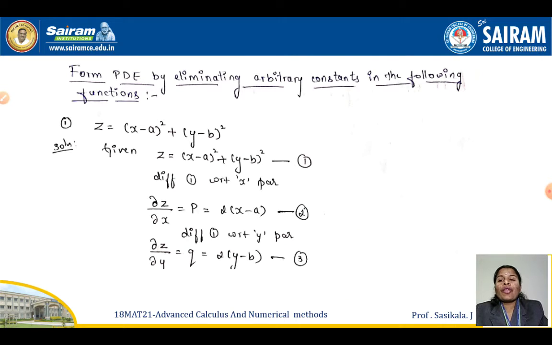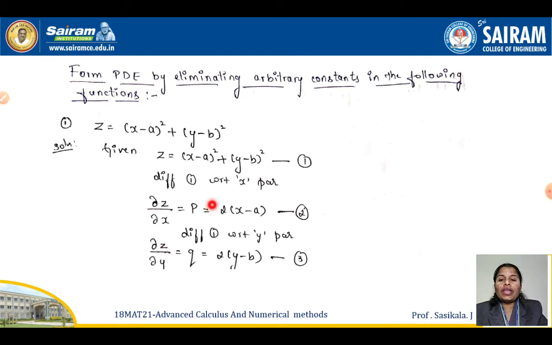First question: form a PDE by eliminating the arbitrary constants in the following function. z is equal to (x minus a) the whole square plus (y minus b) the whole square. x and y are the independent variables, z is the dependent variable, so the z value changes depending on x and y. Here a and b are arbitrary constants. So your aim is to form a PDE and remove a and b.